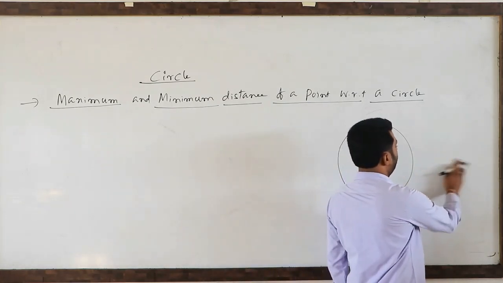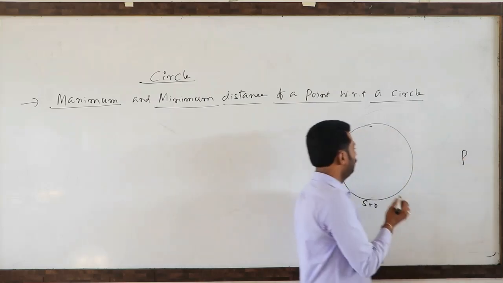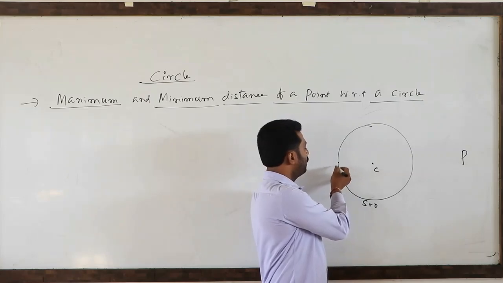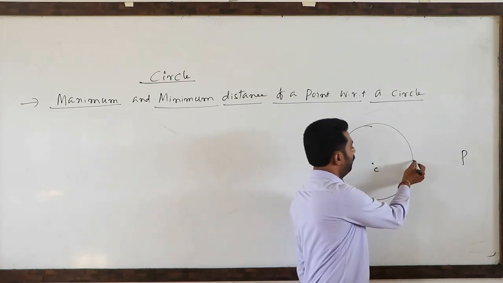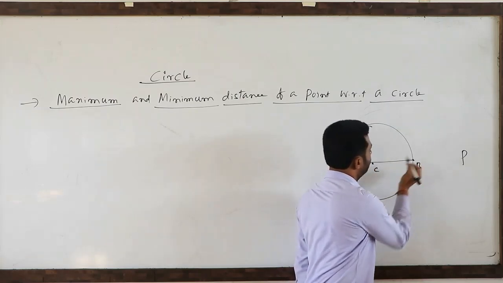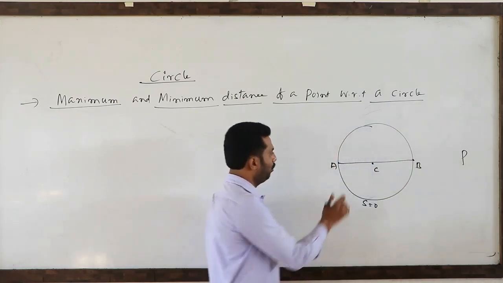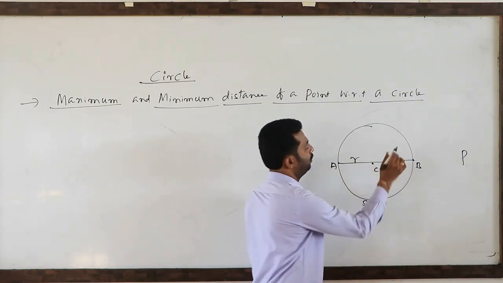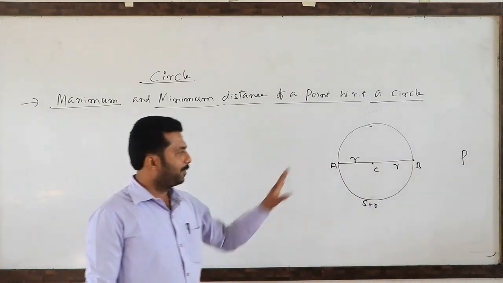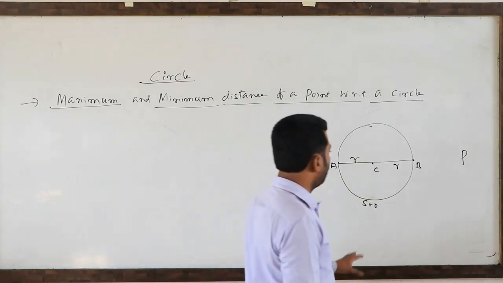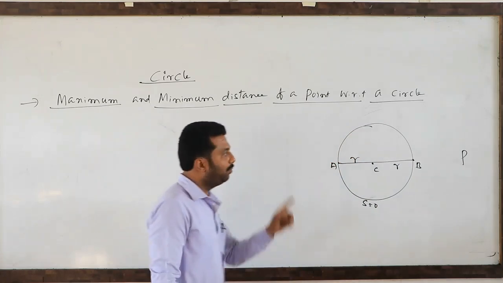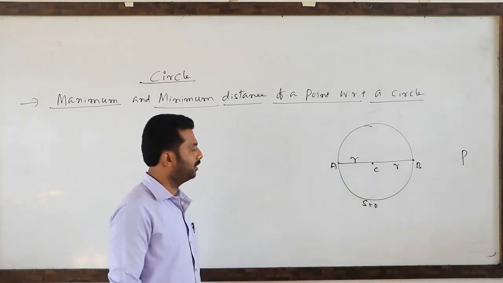Suppose this point P I am writing here. This is the center of the circle. So this is diameter A, B. This is just we are joining. No doubt about it, this is radius. This is also radius. With respect to P, what is the maximum distance, the greatest distance from P with respect to the circle?